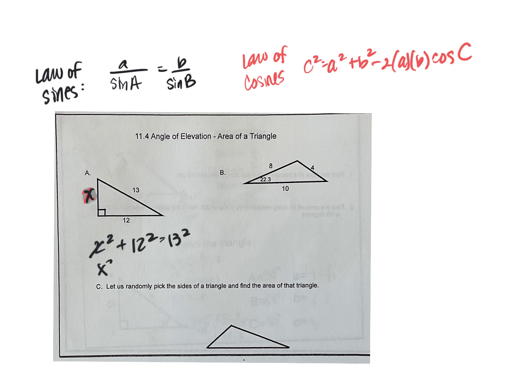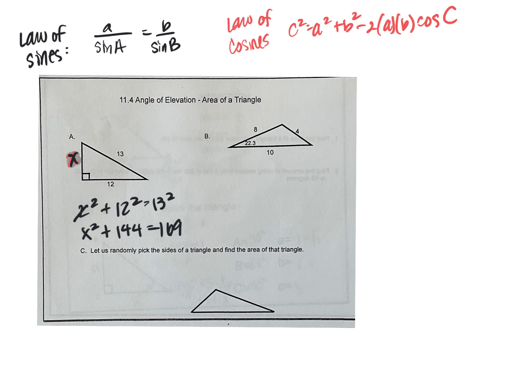Anyone know what 12 squared is? 144. Yeah, 13 squared? 169. Very good. Subtract 144 from that, and we're left with 25. Yeah, square root it. It's just 5. Does anyone remember that that's a 5, 12, 13 triangle? That's a Pythagorean triple. Comes out nicely.